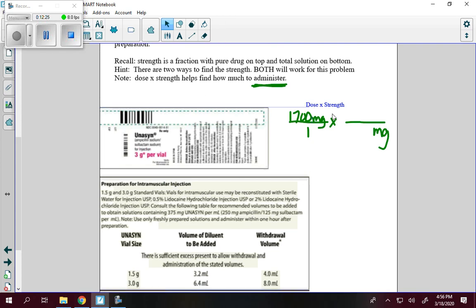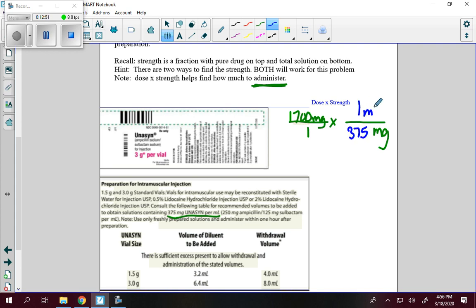I just want to show you how to find it when you see labels such as this one. When I see labels like this, I'm going to say, all right, there's 1 of 2 ways I can find it. If I read the words, then it says here, the volumes will be added to obtain solutions containing 375 milligrams per milliliter. So there is my 375 milligrams per milliliter strength. When I cancel that and do the math, I get 4.5 milliliters.